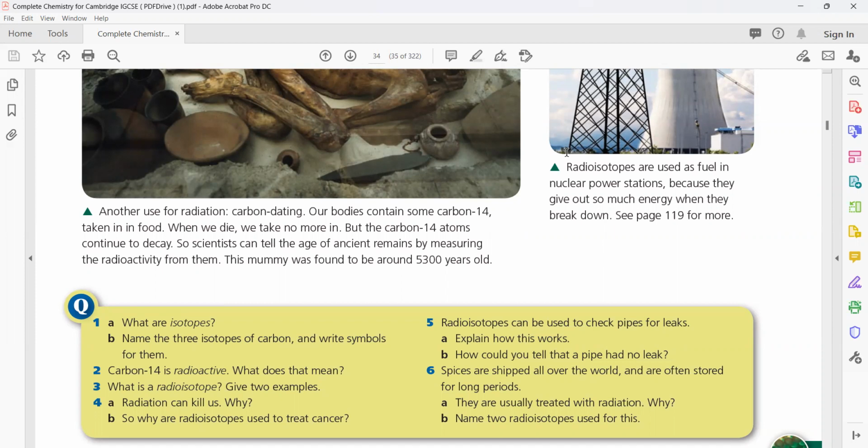Spices are shipped all over the world and are often stored for a long period of time. They are usually treated with radiation to kill the germs or bacteria. Name two radioisotopes used for this. They are written there, you know very well.